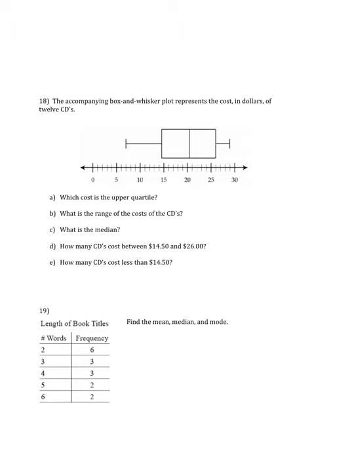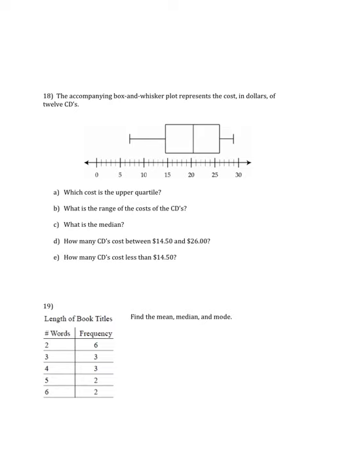So D and E says how many CDs cost between $14.50 and $26. So $14.50 to $26. I'm going over those two. That's from here to here. They're asking you how many people are represented here. So you know that there are 12 CDs, they tell you in the very beginning, represented in the whole thing.